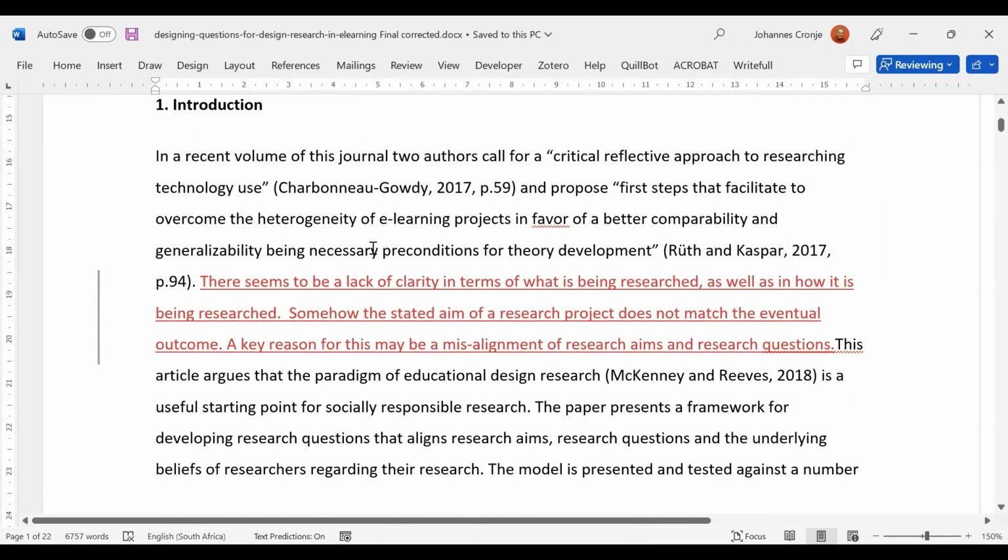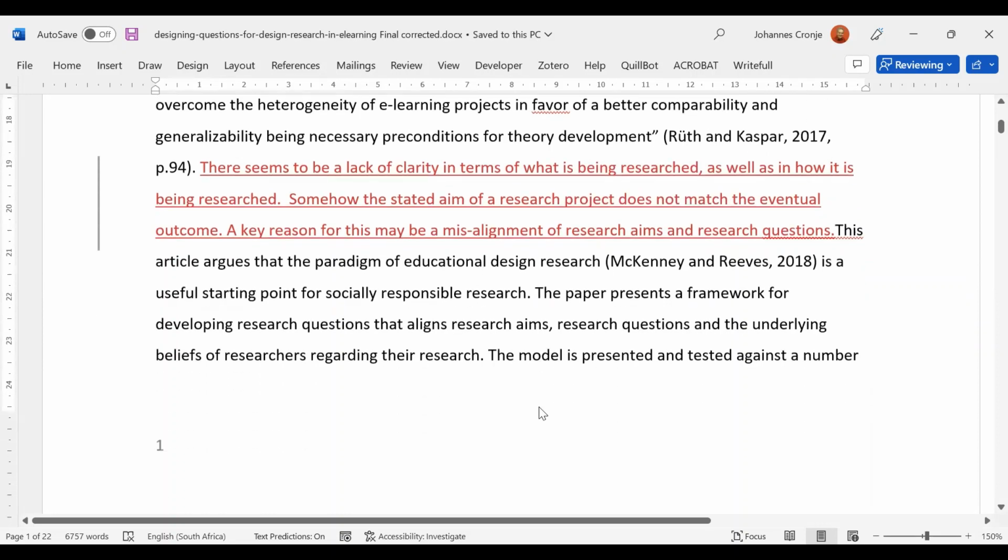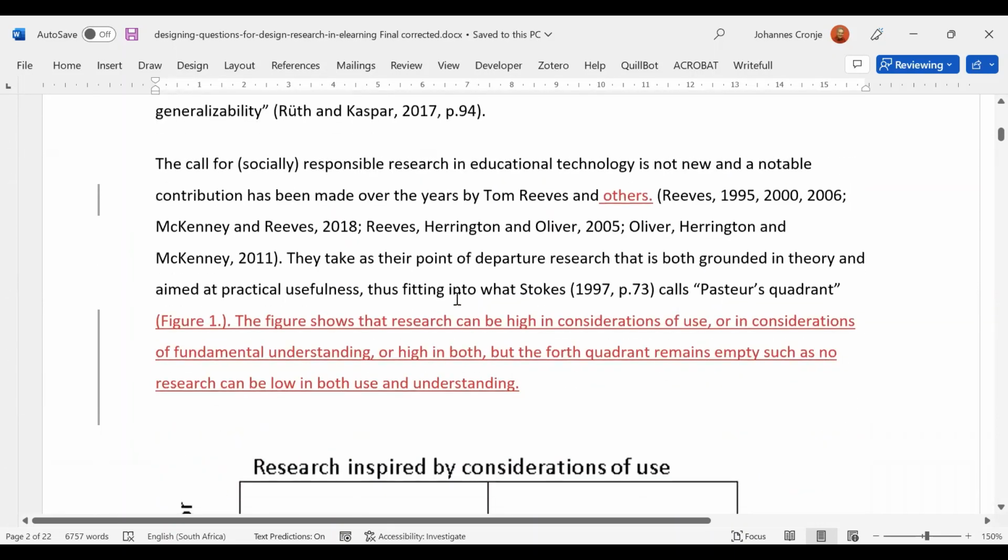Then the sentence that a reviewer gave me, that comes in here as a statement of the problem. There seems to be a lack of clarity in terms of what's being researched as well as how it's being researched. Somehow the stated aim of a research project does not match the eventual outcome. Key reason for this may be the misalignment of research aims and research questions. And then I say what this article is going to do about it, and so on.